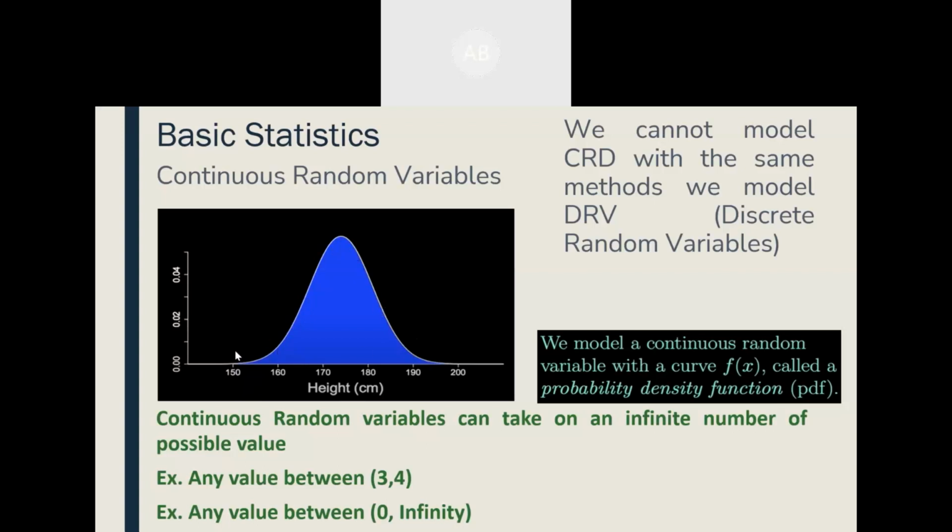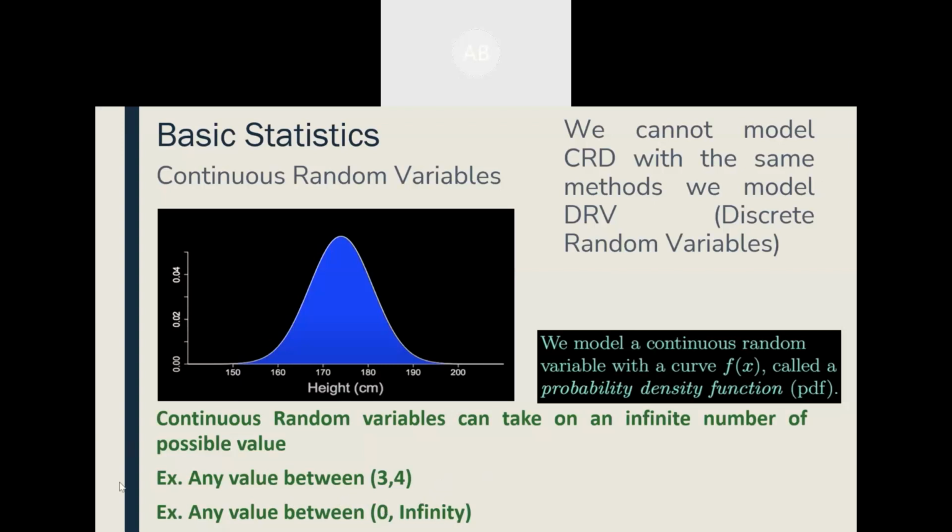Okay, so in this case also we have our mean, we have our median, and we can find our mode. So in case of a continuous random variable, what is a continuous random variable? A continuous random variable can take on an infinite number of possible values. For example, it can take any value between 3 and 4. It can take any value, or you can say any value which is more than 0. So all things are possible here.